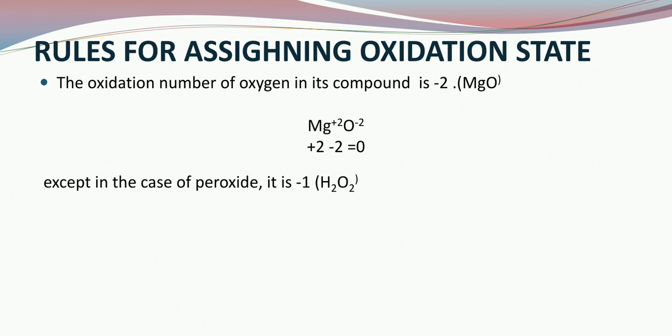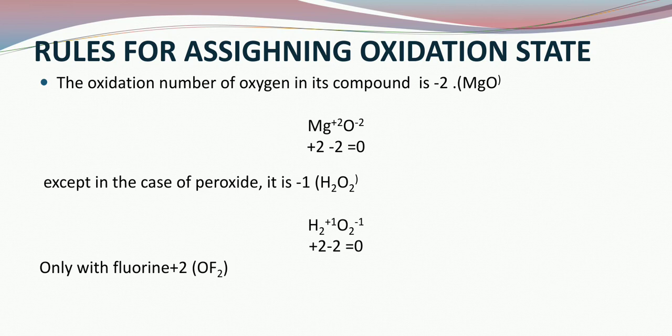Oxygen also carries -1 oxidation state in the case of peroxide. H2O2 is hydrogen peroxide. In this case, oxygen carries oxidation state -1 and hydrogen carries oxidation state +1. As we have 2 atoms of hydrogen and 2 atoms of oxygen, hydrogen's oxidation state here is +2 and oxygen's is -2. +2 -2 cancel out each other, so overall hydrogen peroxide is neutral.